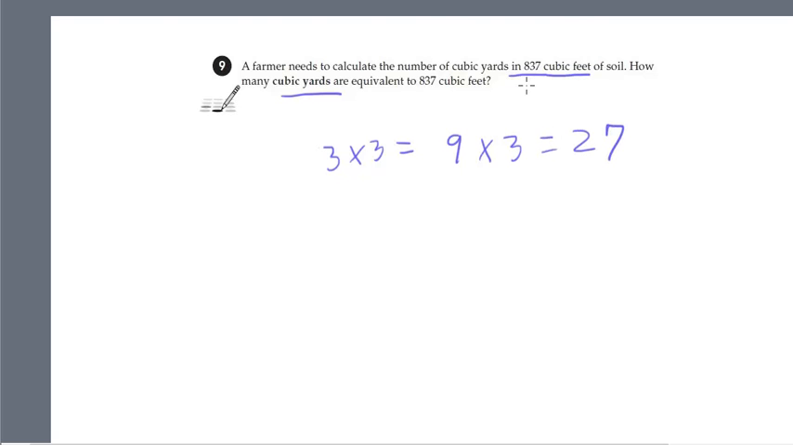So if we were to divide 837 by 27, we would get 31. So it's cubed, not squared. So it's 31.